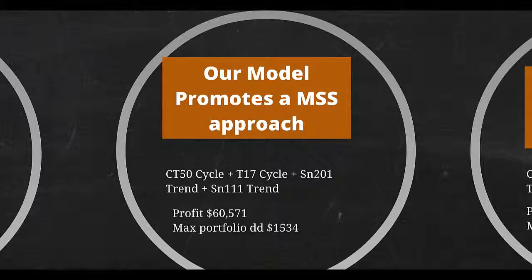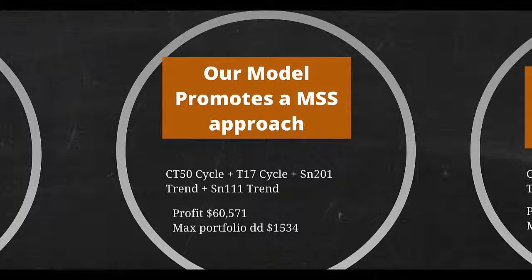Now that mixed portfolio, that multi-system approach, produced a massive profit of $60,000, and the drawdown, this is the key, was only $1,534 max portfolio drawdown. So a couple of hundred dollars more of risk and $39,000 worth of additional profit. You can see the massive advantage there in just that scenario of having this multi-system approach. Your portfolio risk doesn't really increase at all. It's a couple of hundred dollars, but you've got the advantage of those additional systems bringing in additional net profit.